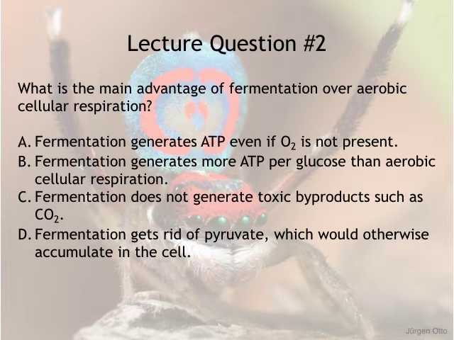And the answer is A, right? The advantage of fermentation is that it can generate ATP even if there's no oxygen. So when your muscle cells run out of oxygen, boom, it can use fermentation. And that is the advantage it has over cellular respiration.